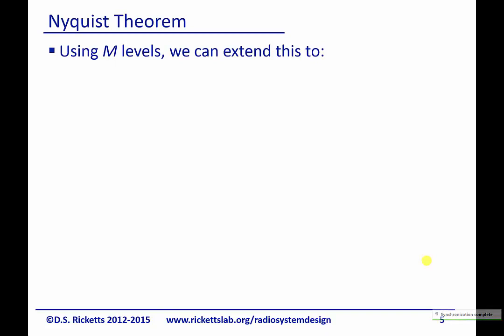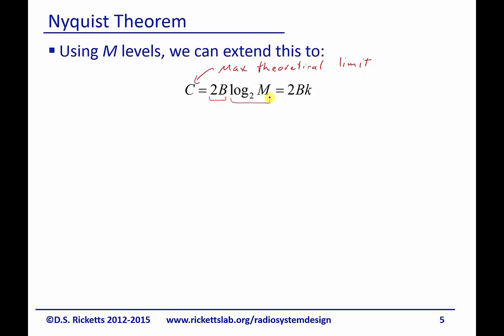So we can extend this theory if we use M levels, and we can say that the capacity, and the capacity represents the maximum theoretical limit. We should interpret that as it can never get higher than that, but likely won't even get to that number. So it tells us the maximum that's possible. And this is equal to 2B times log base 2 of M.